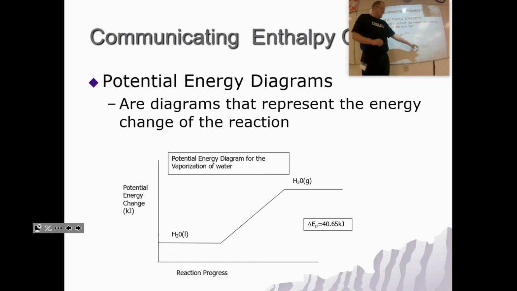Now, here I've got delta EP is equal to 40 kilojoules. So the fact that it's rising means that I've added 40 kilojoules because it's increasing. You've got more energy stored in the potential energy bonds of the gas than you did in the potential energy bonds of the liquid.